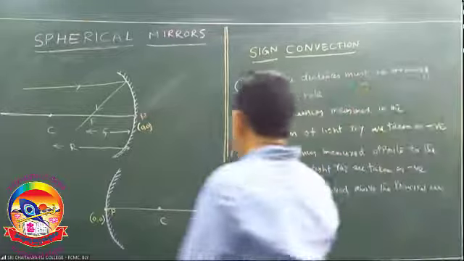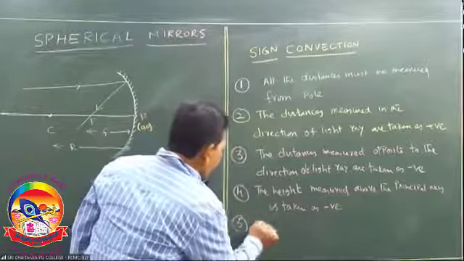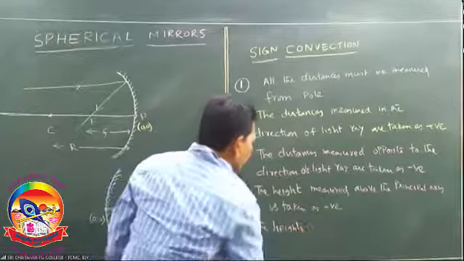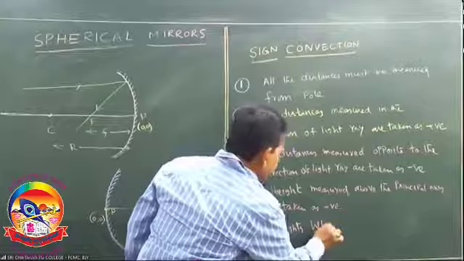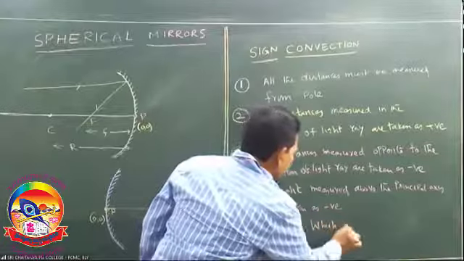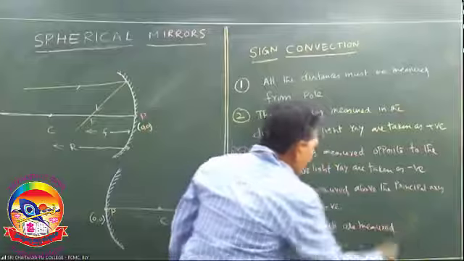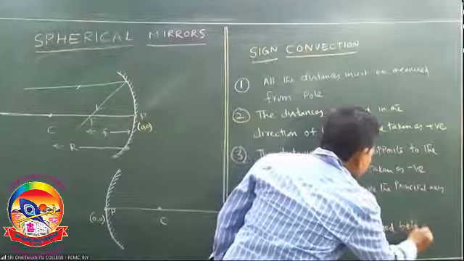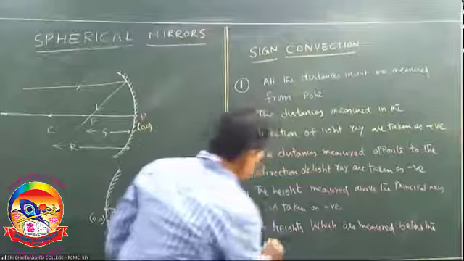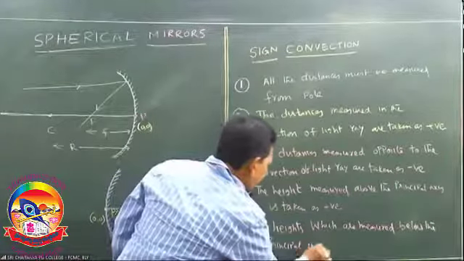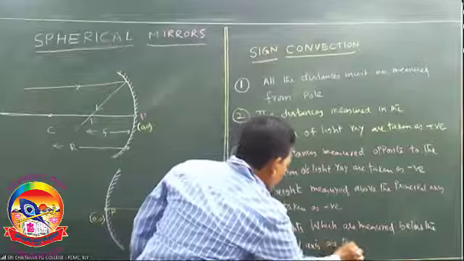Last one, the heights which are measured below the principal axis are taken as negative.